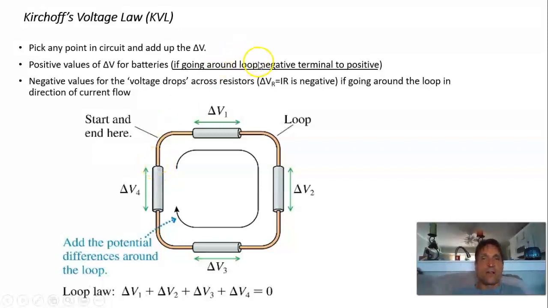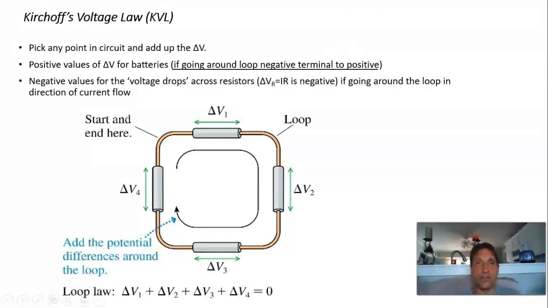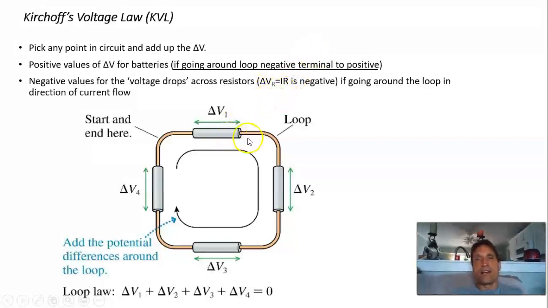And negative values, like for example, going from a negative terminal to a positive terminal of a battery, okay? So that means that the potential difference as we go across the battery increases. We're gaining potential energy. Negative values are typically across resistors and other components where potential energy is lost as we go across them. And so for these, the delta V's, which is IR, Ohm's law, are going to be negative. And that's if we go in the direction of current flow.